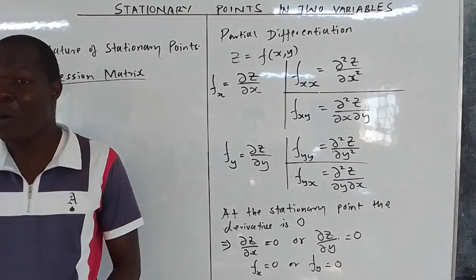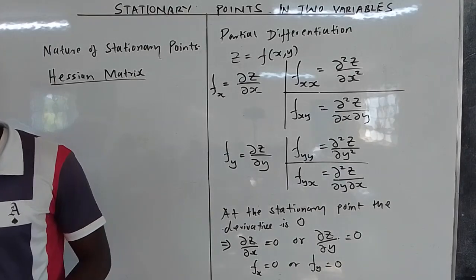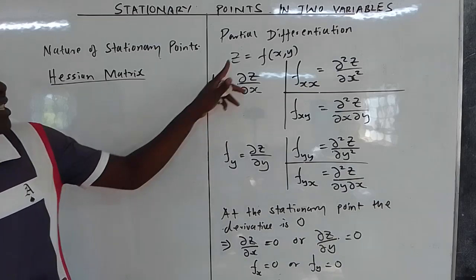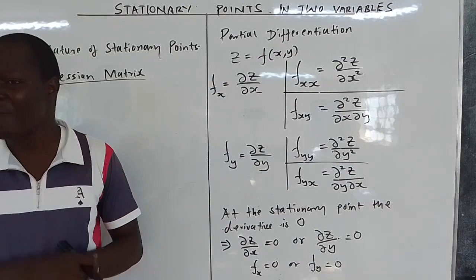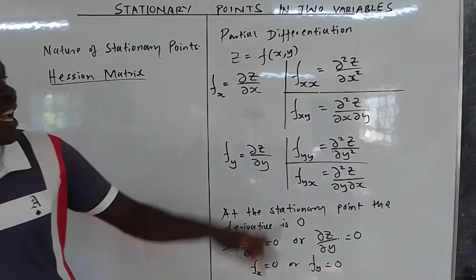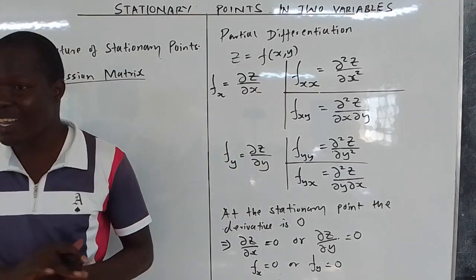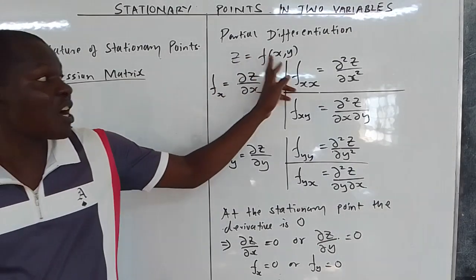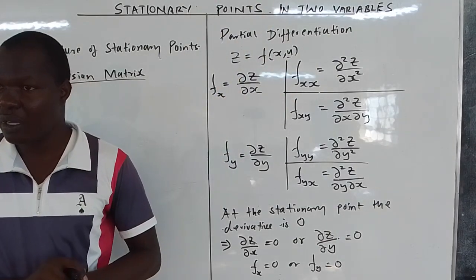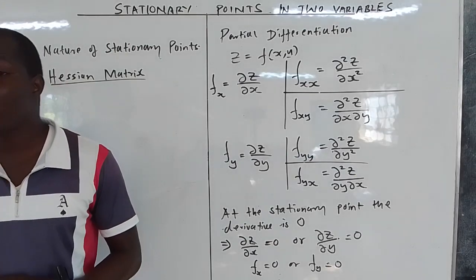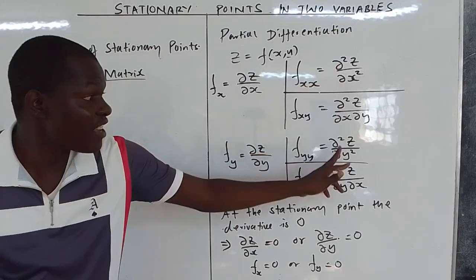It can be a 1 by 1, a 2 by 2, but when it is a 1 by 1 matrix, what does that mean? It means your Z was a function of only one variable. When it is a 2 by 2 matrix, it means your Z was a function of 2 variables. When it is a 3 by 3 matrix, it means your Z was a function of 3 variables.